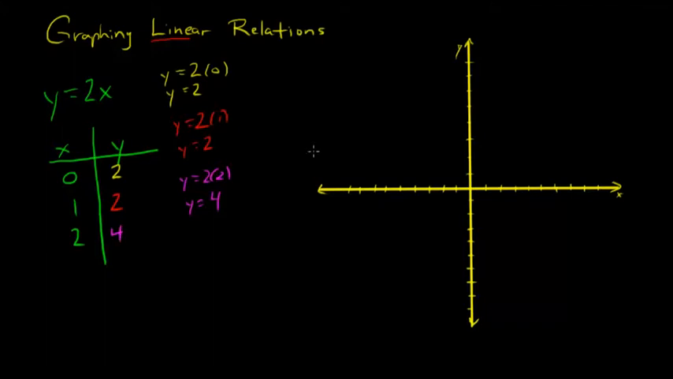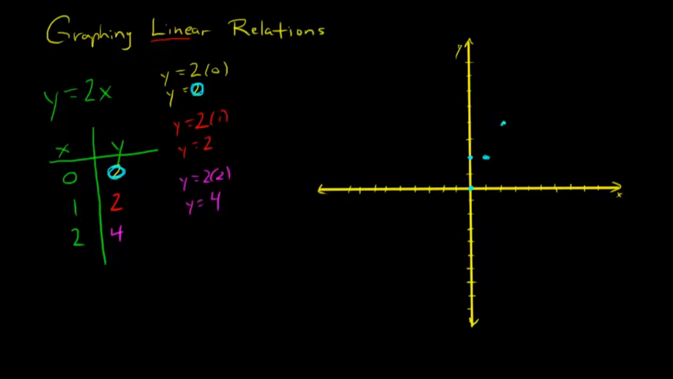So what we can do is plot those 3 points. Sorry, I made a mistake here. 2 times 0 is 0. That should be 0, 0. Okay, so we're going to go 0, 0, 1, 2, and 2, 4.